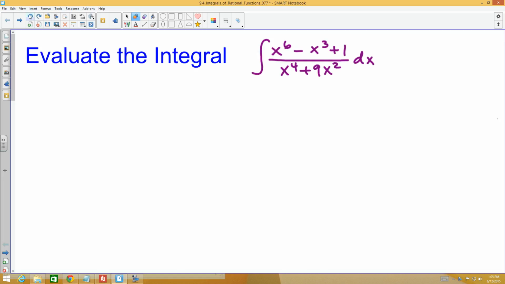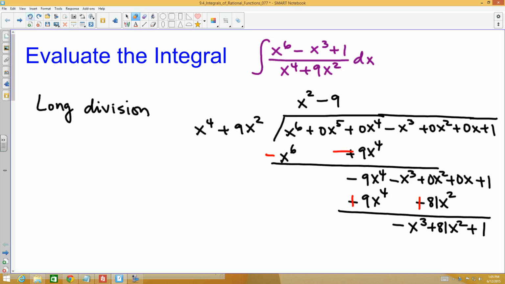In this video, we solve an integral problem using long division and partial fraction decomposition. We want to integrate (x^6 - x^3 + 1) divided by (x^4 + 9x^2) dx. Long division of x^6 - x^3 + 1 divided by x^4 + 9x^2 is as follows.